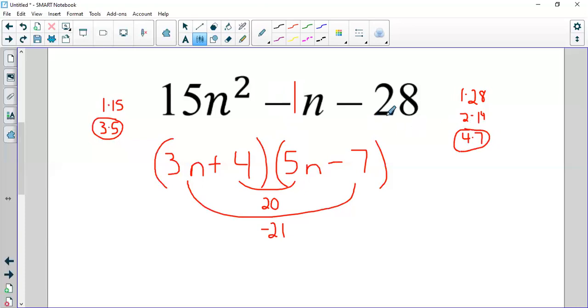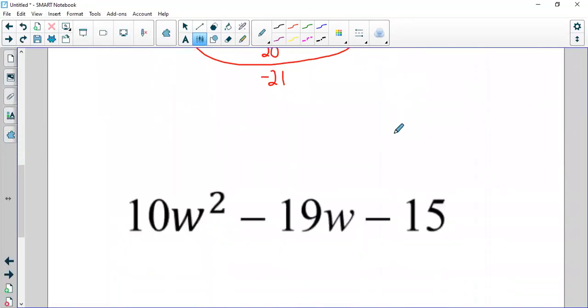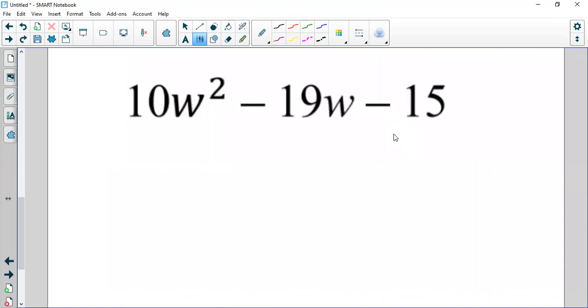I kind of got lucky. I didn't have to use any of these other pairs. But sometimes you have to keep on trying until you get the one that works. That's why it's called guess and check. Let's take a look at another one. You did this one on one of the worksheets.